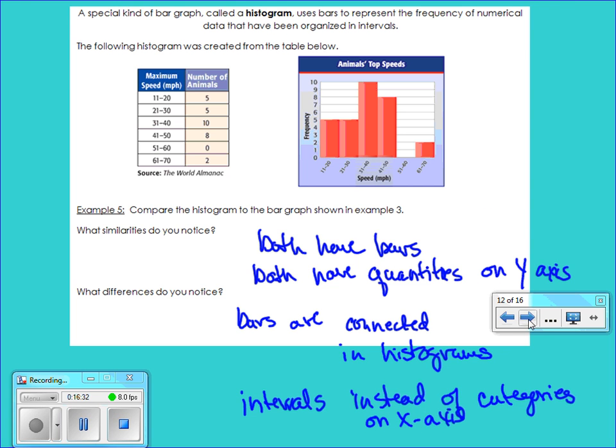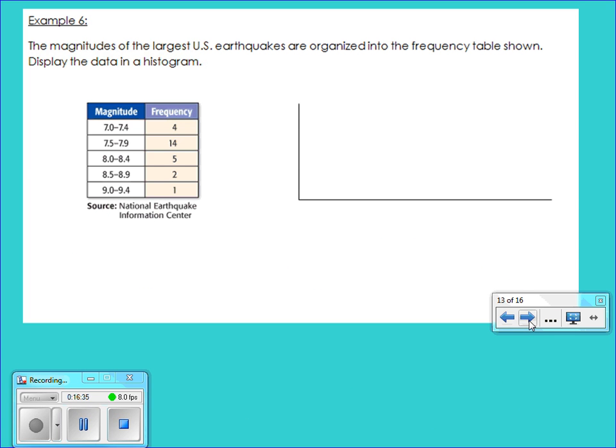Okay. So if we're going to make a histogram, over here on the next example, number 6, we've got magnitudes of earthquakes. And which one is the interval here on this table that we've got? Wonderful. What are we going to put on the x-axis? What are we going to put on the y-axis? Magnitude will go on the x. It has the interval. So that means frequency is going to go on the y-axis. I'll just put those labels out there.